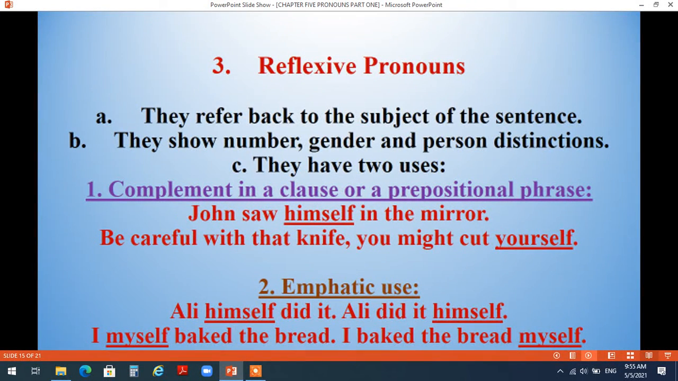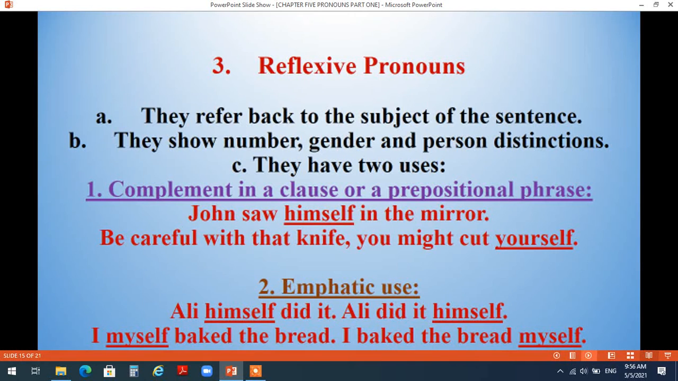Now we come to the third type of English pronouns which is called reflexive pronouns أو ممكن أن نسميها الضمائر الانعكاسية. ما هي ميزات هذا النوع من الضمائر؟ They refer back to the subject of the sentence. أيضا إنها تشير إلى الفاعل في الجملة. They show number, gender and person distinctions. أيضا تظهر اختلافات في حال كون الضمير يعود على اسم مفرد أو جمع، أو مذكر أو مؤنث، أو على المتكلم أو المخاطب أو الغائب.